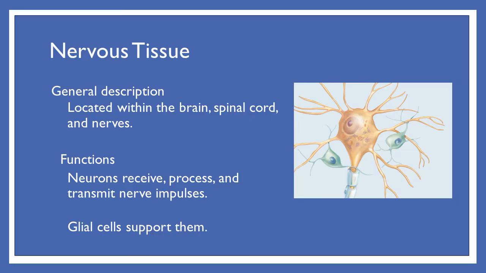The last tissue is nervous tissue. Nervous tissue is located within the brain, the spinal cord, and in the nerves itself. The function of nervous tissue is to receive, process, and transmit nerve impulses. They are supported by special cells called glial cells that act as nursemaids for the nervous tissue.